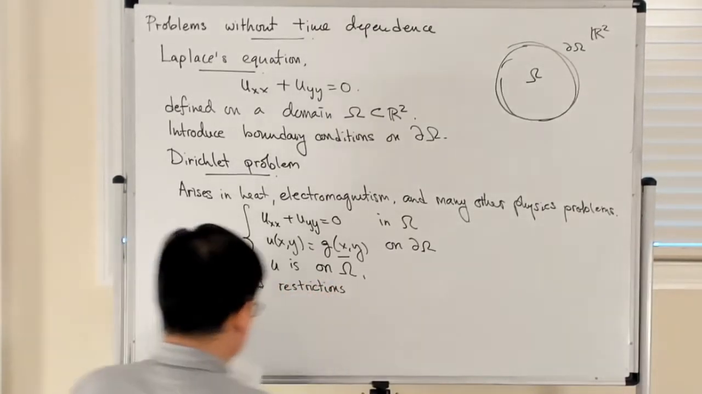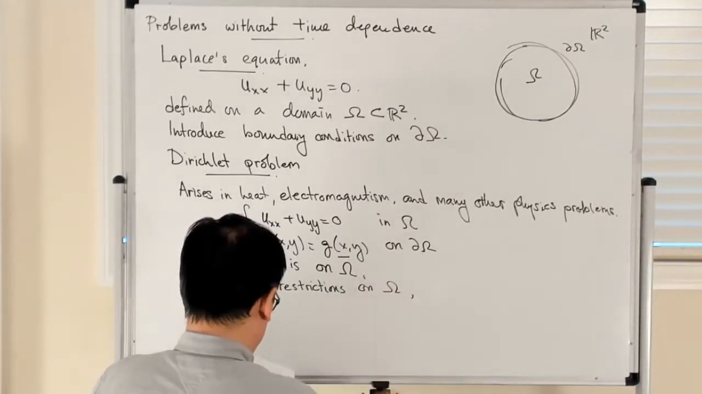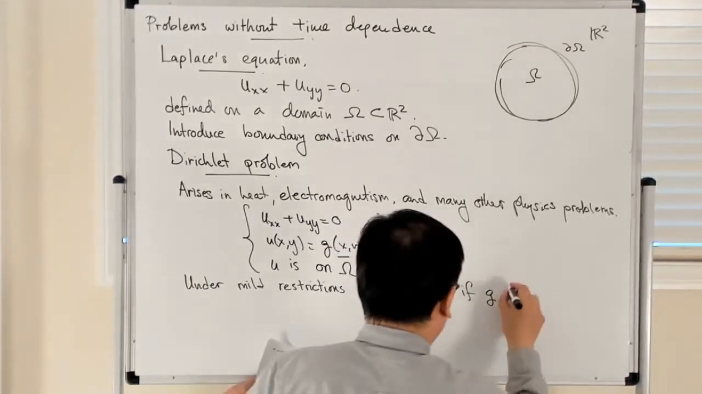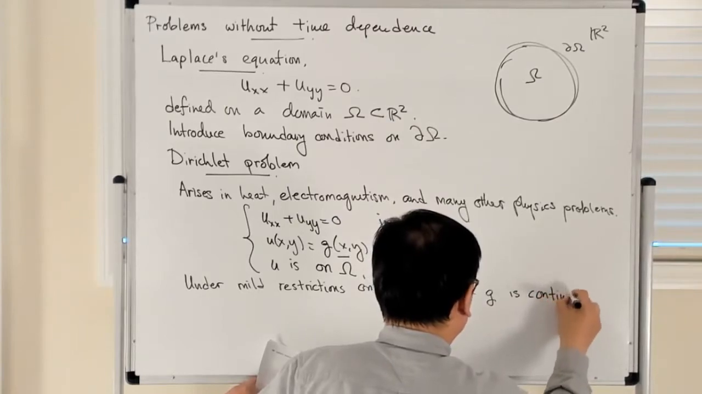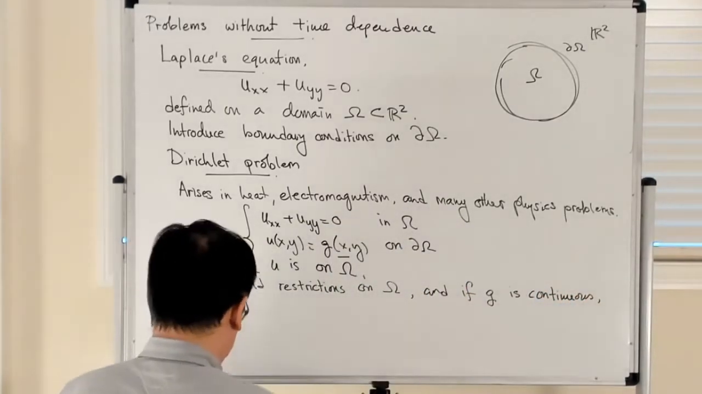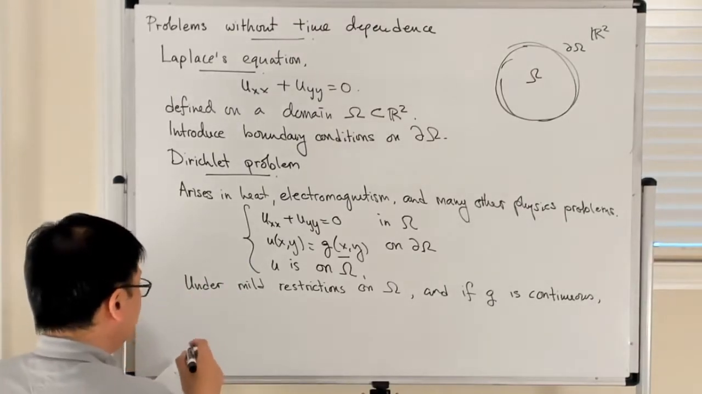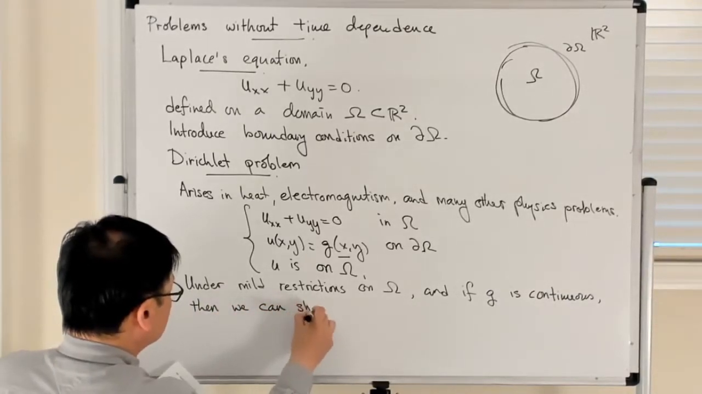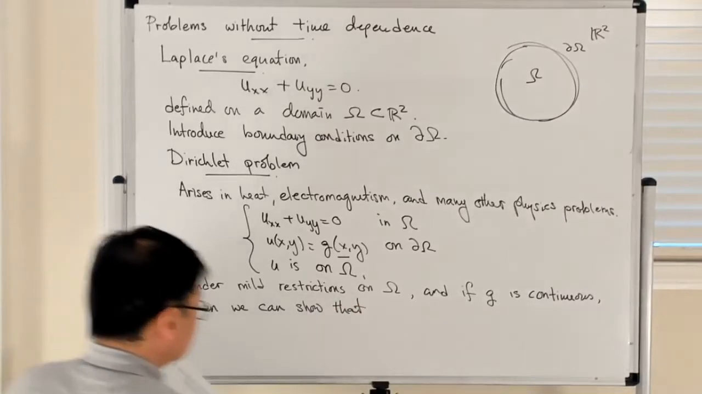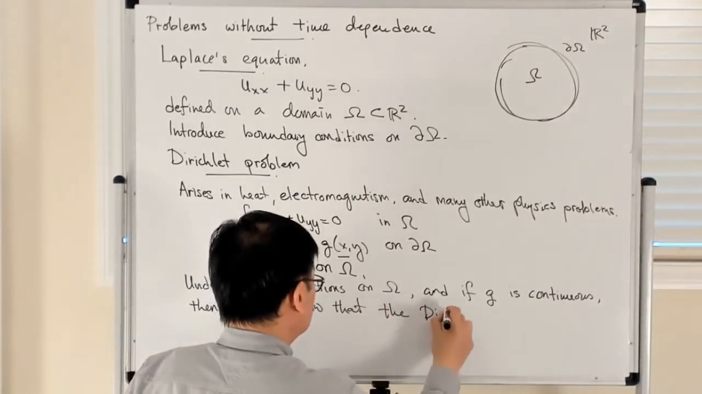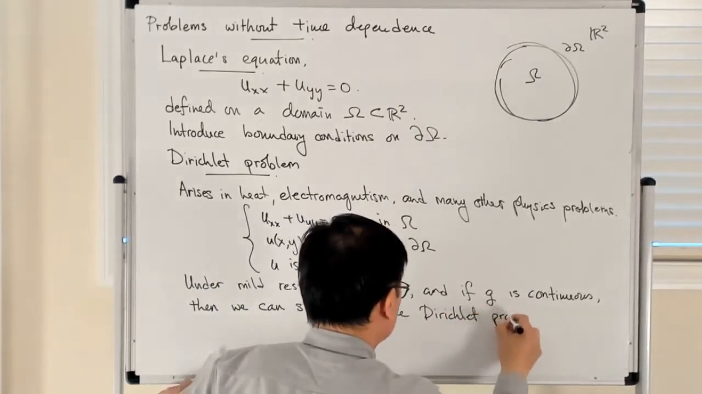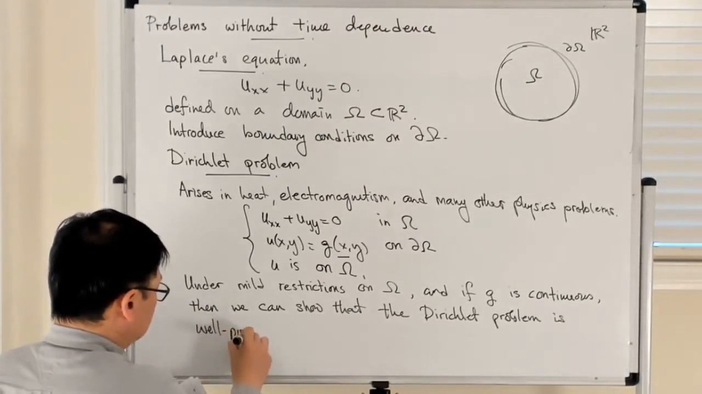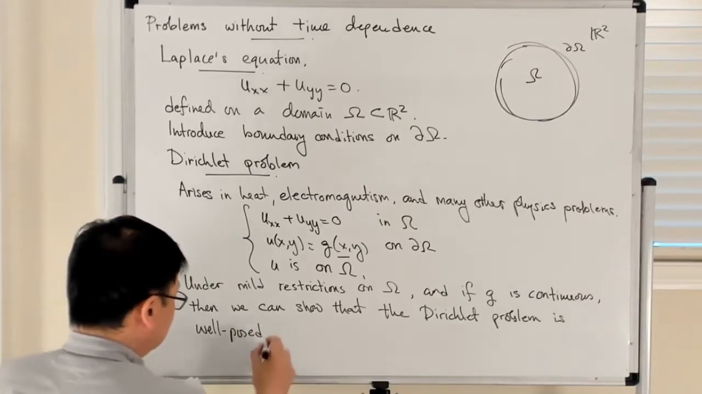All right. So under some mild restrictions on the domain, and if g, which is the boundary data, is continuous, then you can show that the Dirichlet problem is well posed. And in particular, that means that there's a unique solution.